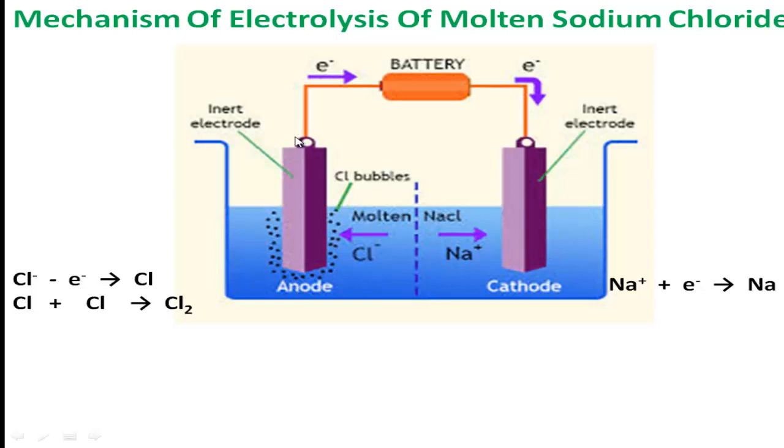In this way, during the electrolysis of molten sodium chloride, finally at the anode we will get chlorine gas, and at the cathode we will get sodium metal. So from molten sodium chloride, we get two different substances, chlorine gas and metallic sodium, and this process is known as electrolysis because electricity is used here.